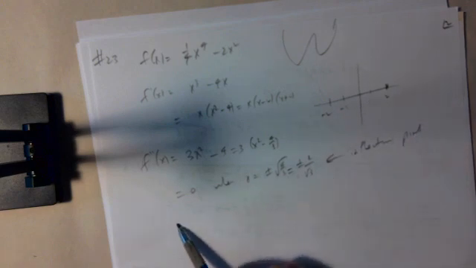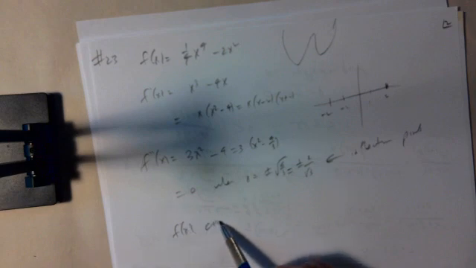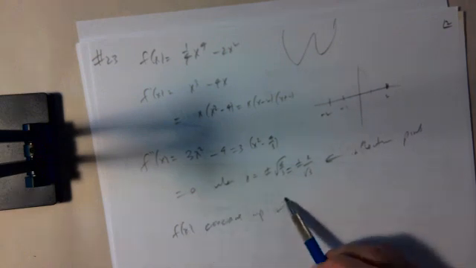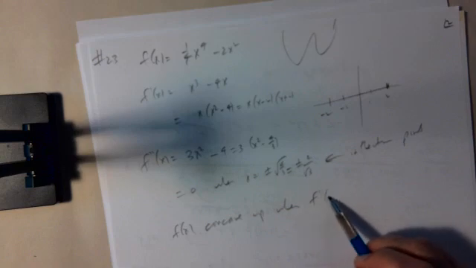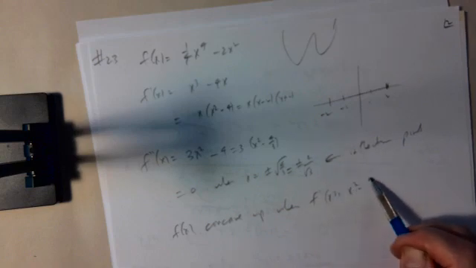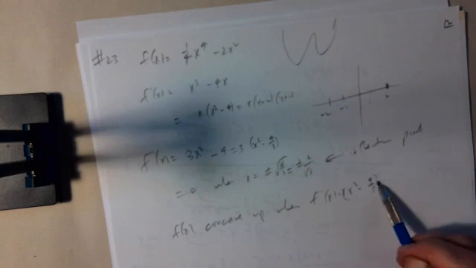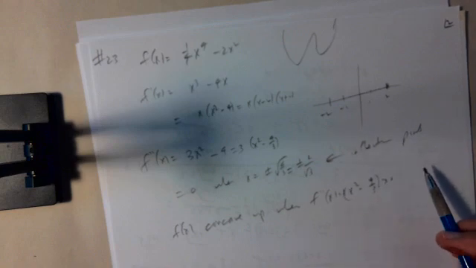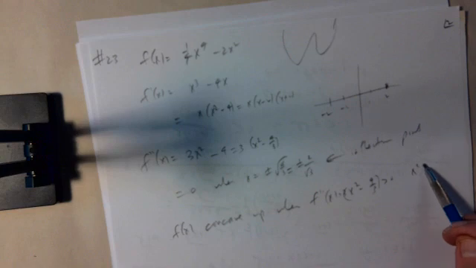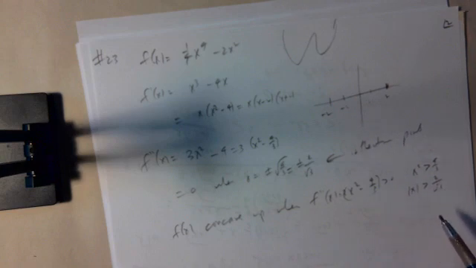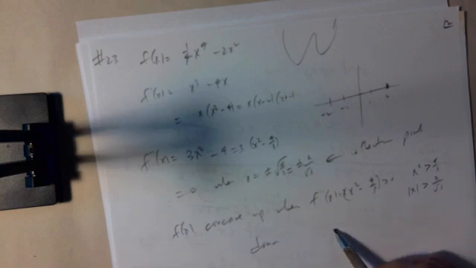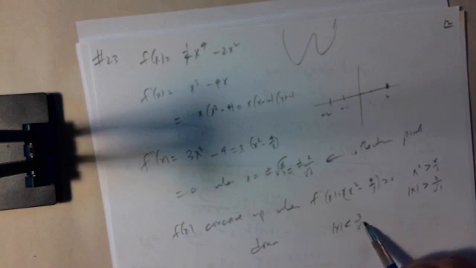And f of x is concave up when the second derivative, x squared minus 4/3, is positive, which means when x squared is bigger than 4/3, the absolute value of x is bigger than 2/√3. And it's concave down when the absolute value of x is less than 2/√3.